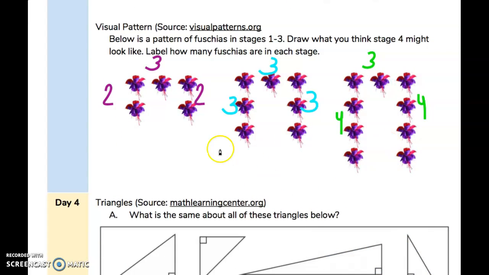And the last question, boys and girls, is called a visual pattern, and I love these. Take a peek at this. I tried to write down what's happening. So it looks like 2 fuchsias, 2 fuchsias here, 3 fuchsias, 2. And then it goes 3 fuchsias, 3, 3. And then it goes 4 fuchsias, 3, 4. What would be the next pattern? Do you notice something happening? I want you to see if you can continue with the next fuchsia pattern, okay?